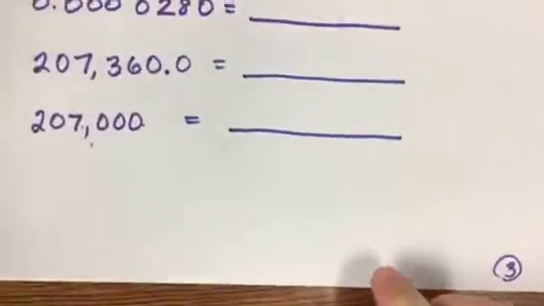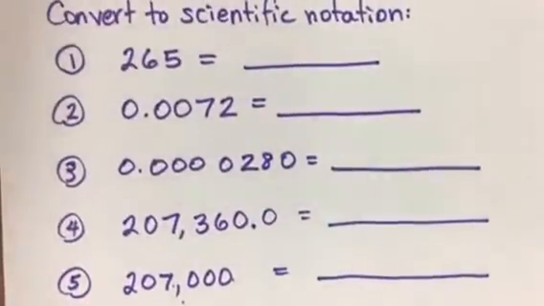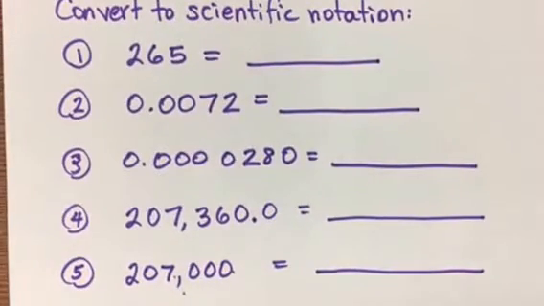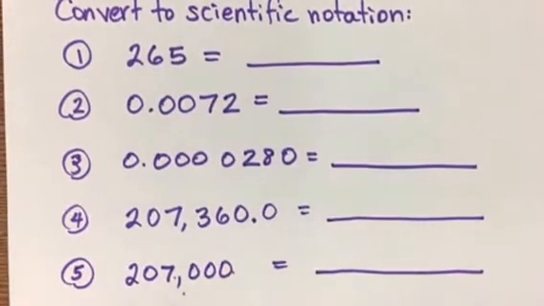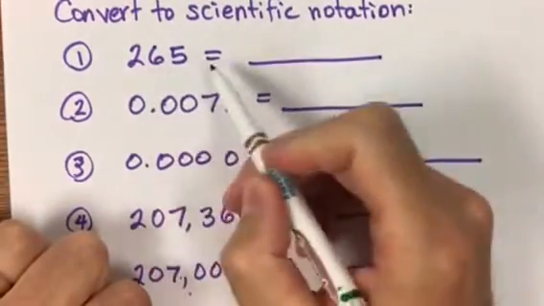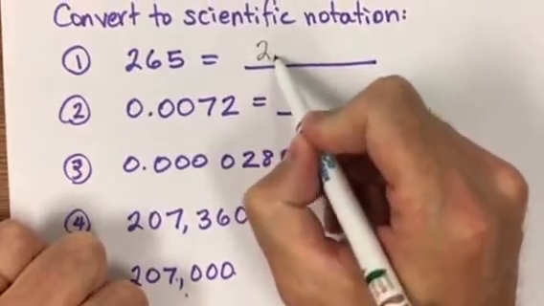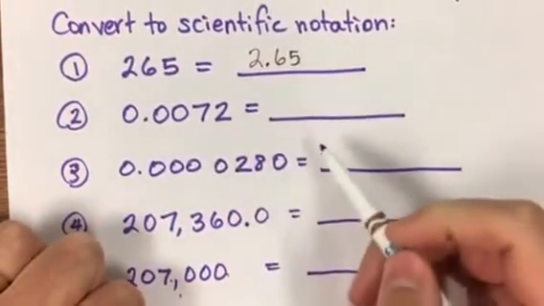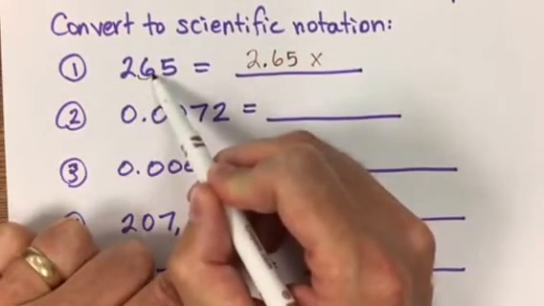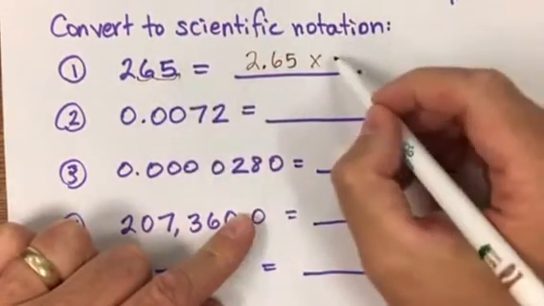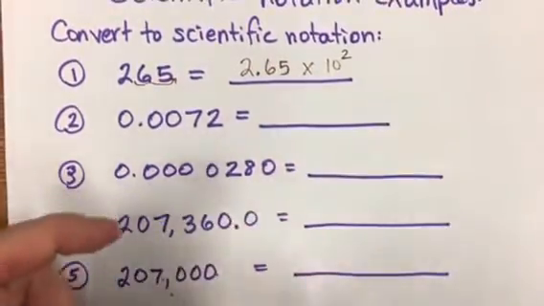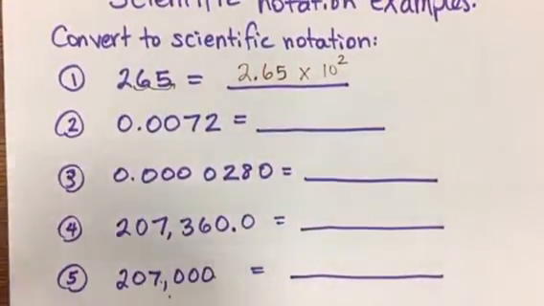Okay, hopefully you understand scientific notation a little bit now. Let's try these 5 examples real fast and see if we can get them. Okay, let's do this quickly. 265, I need to start that out by writing 2.65. Now, that's times 10 to the 2 power, because the decimal moves to the right to get my original number back.